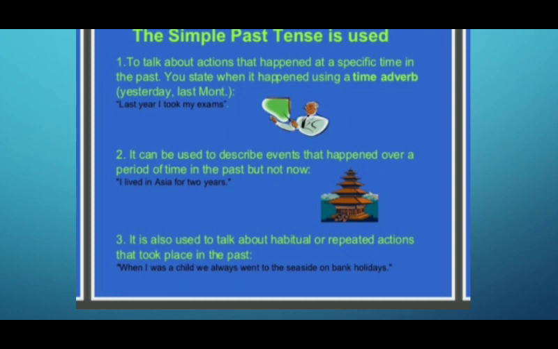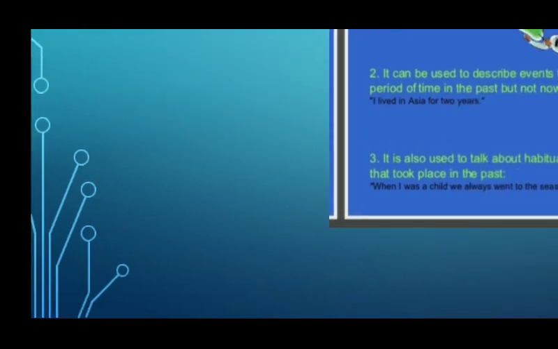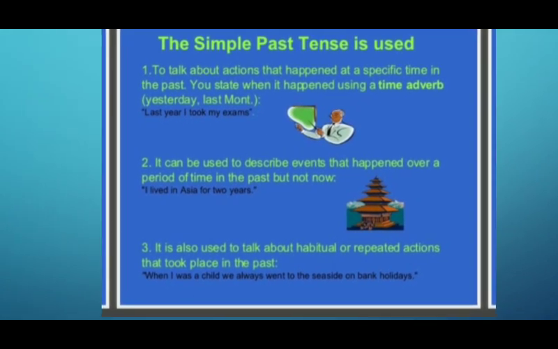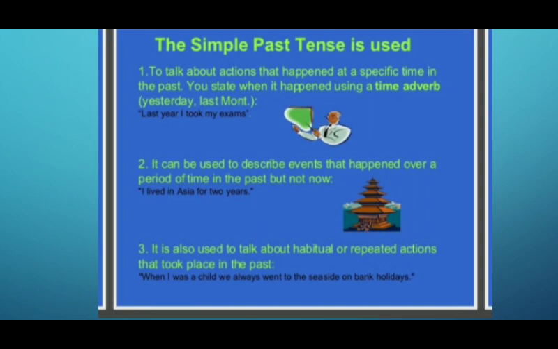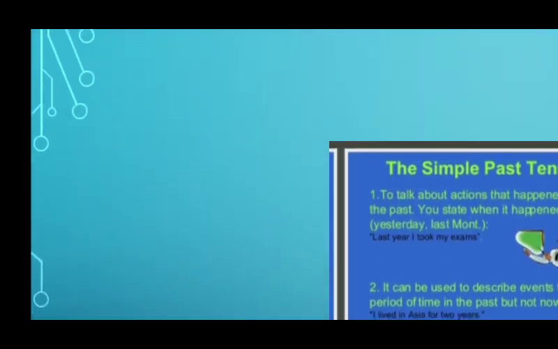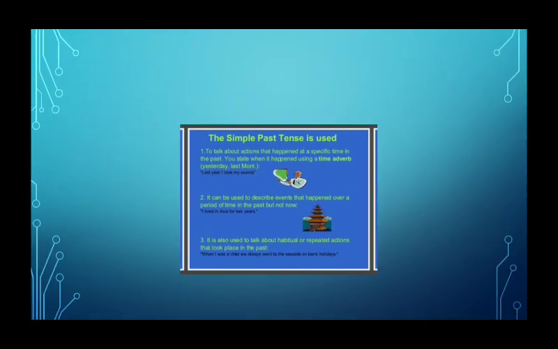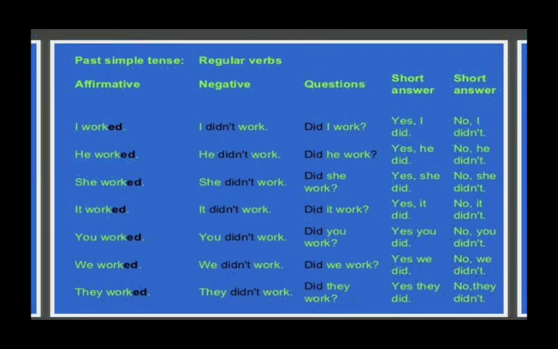Now, my dear students, you all can learn the definitions of simple past tense. These are the three major definitions shown here. It is also used to talk about habitual or repeated actions that took place in the past. For example, when I was a child, we always went to the seaside on bank holidays. Next, now we are moving on to the next.